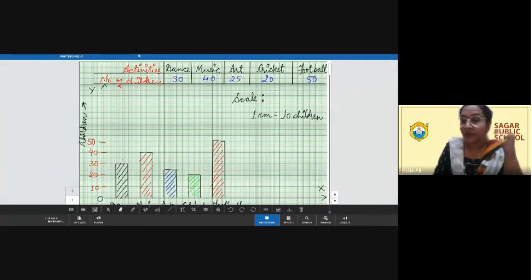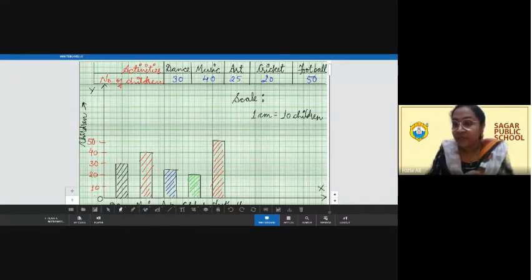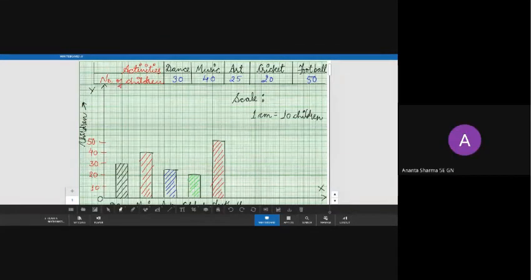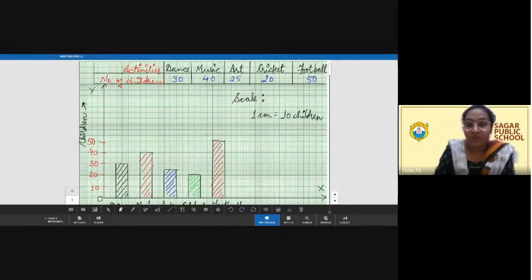Two very important things you will have to keep in mind. First of all, whenever you are asked to make a bar graph, you have to make two perpendicular lines, and these will be the axes, the x-axis and the y-axis. The sleeping line or horizontal line shows the x-axis, and the vertical or standing line shows the y-axis. The point where these two axes meet is called the origin.